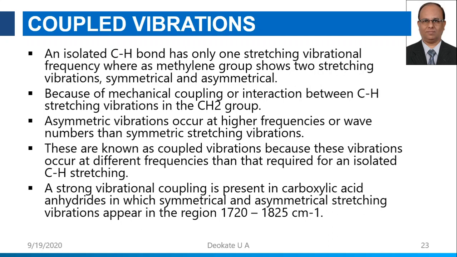One more example is carboxylic acid. In acids and anhydrides, symmetrical and asymmetrical stretching vibrations appear between the region 1720 and 1825. So if you see the spectrum of this carboxylic acid, you can see that there are two peaks produced, and these are due to the coupling of the atoms.